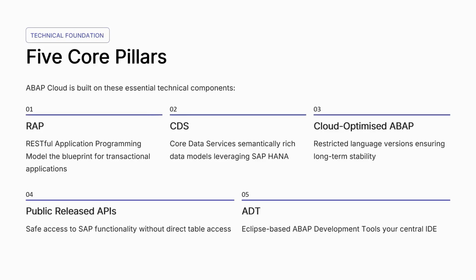And the last one we have is ADT, ABAP Development Tools. All the ABAP Cloud development is done using Eclipse based ABAP Development Tools, also called as ADT. ADT is the central IDE for development, testing, analysis and lifecycle management. In the upcoming videos, I'll show you how to install Eclipse, how to install ADT on Eclipse and how to write your first program on ABAP Cloud. So stay tuned.